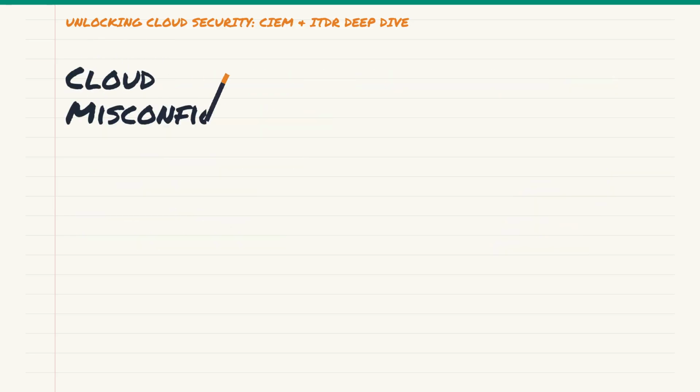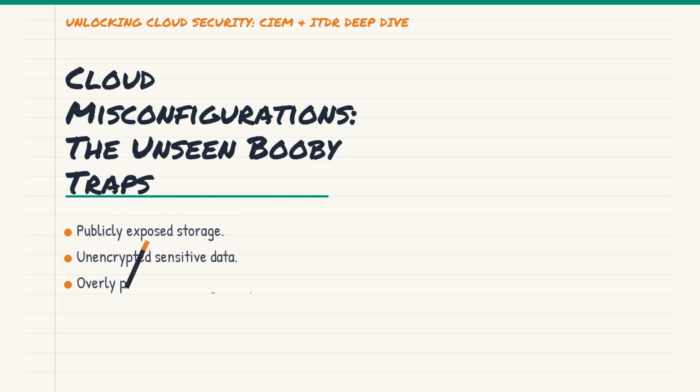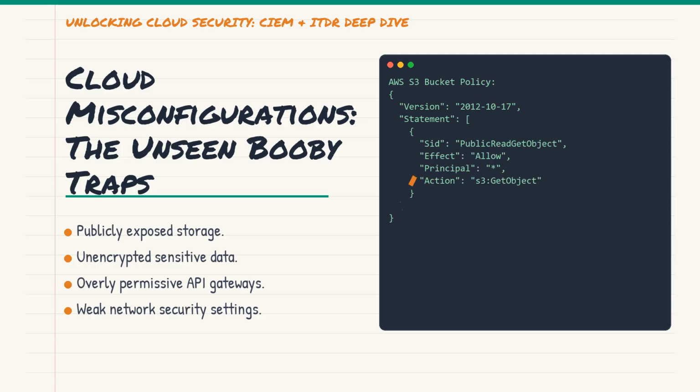Beyond just excessive entitlements, cloud environments are rife with configuration issues that can leave the door wide open. Think about public S3 buckets that should be private, unencrypted databases, or overly permissive API gateway configurations. These aren't necessarily identity issues directly, but they create massive vulnerabilities that attackers can exploit once they gain any level of access, or even sometimes without it.